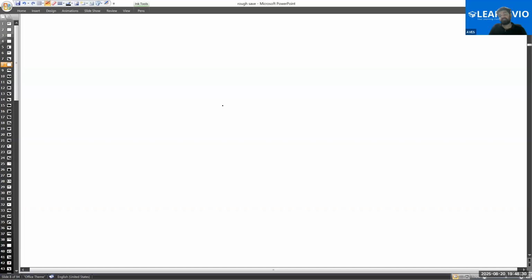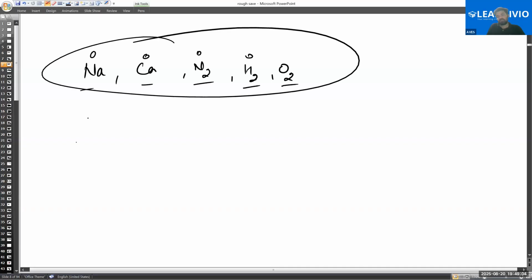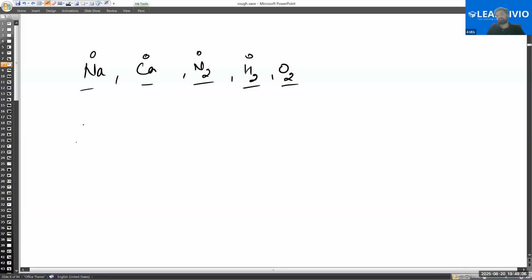But when these elements are present in individual form or in the purest form, like Na, like Ca alone, like I'm writing N2 0, H2 0, O2 0, Ca 0. So sodium, calcium, nitrogen, hydrogen, and oxygen are substances that have oxidation state 0 when they are written in the pure state.